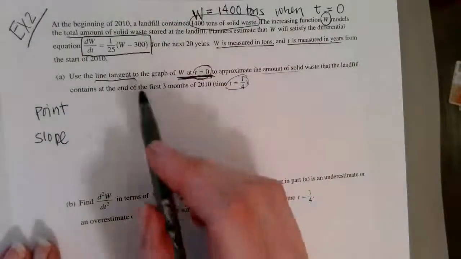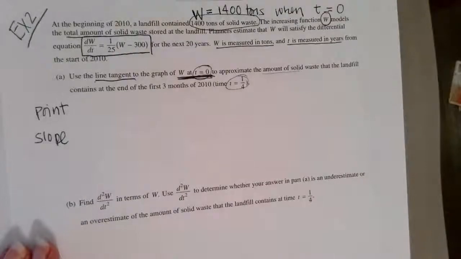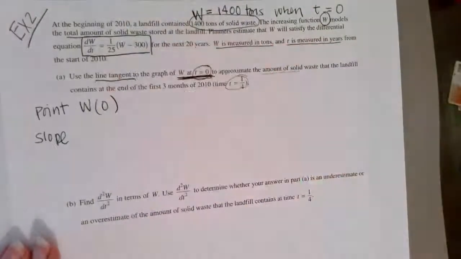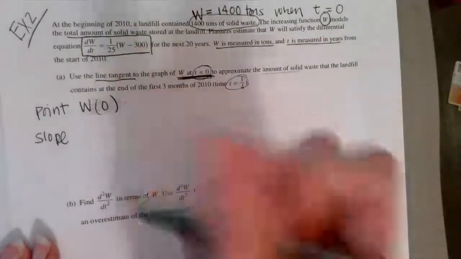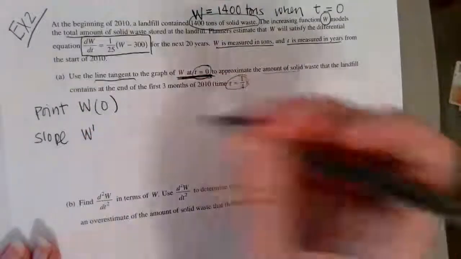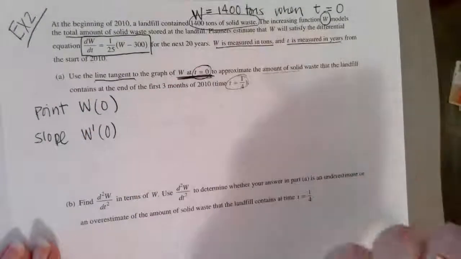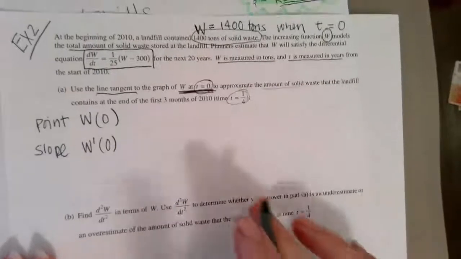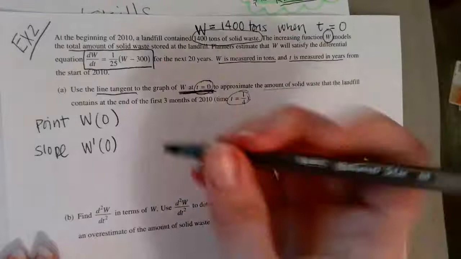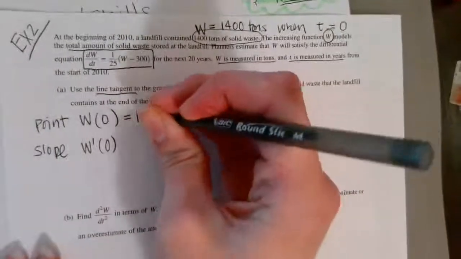The point is going to be W, specifically I need W of 0. I also need a slope. Well, a slope is a derivative. That would be W prime at the same time, at 0. W of 0: W is 1,400 when t is 0, so W of 0 is 1,400.